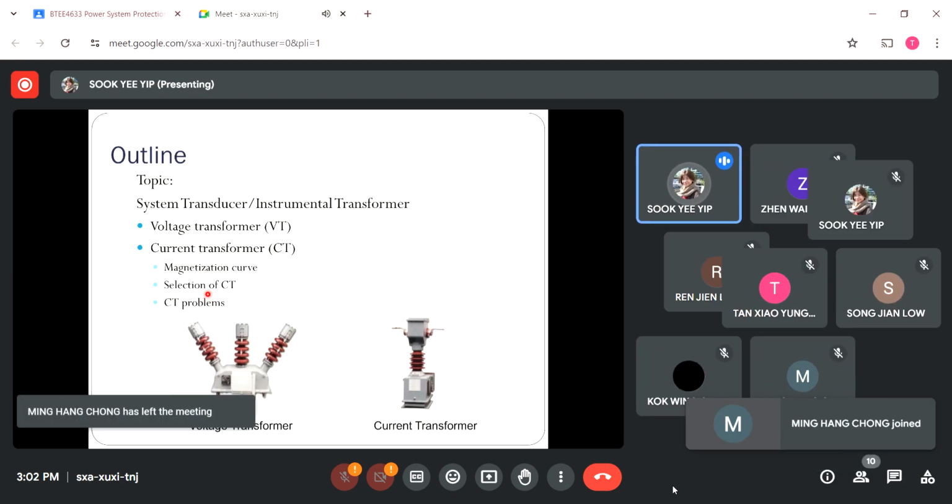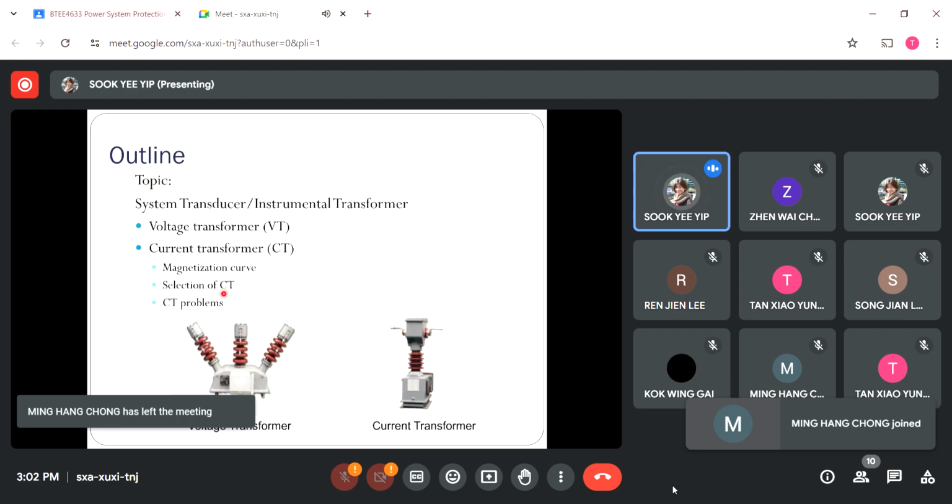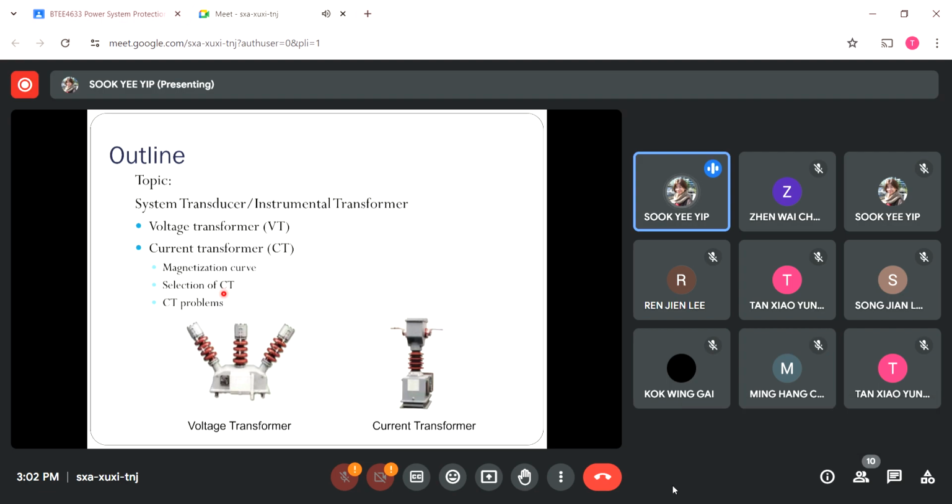And at the same time, if you want to select the right current transformer to be used, there are different factors to be considered, like the accuracy limits or the maximum burden that can be connected at the secondary side and all. Yes, this topic will be covered as well.